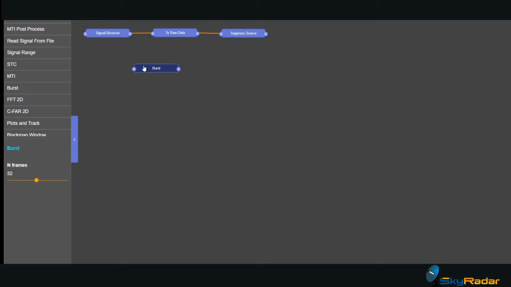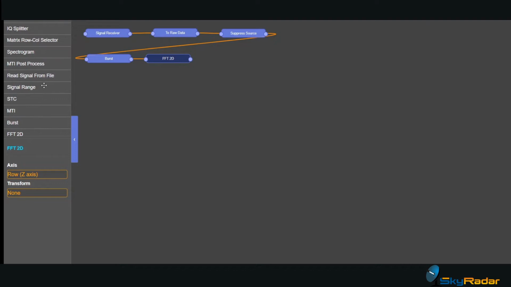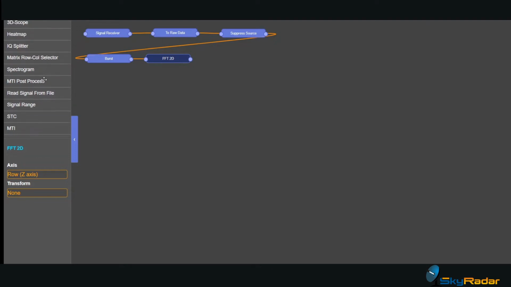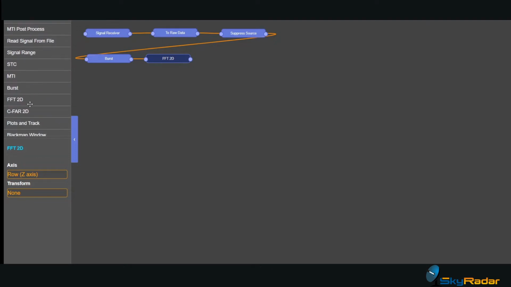As we are working here with CFAR 2D, we need to generate two-dimensional signals. The output of suppressed source will be a one-dimensional signal, therefore we are going to use the burst function to generate the two-dimensional signal from the 1D signal. The next block on the chain will be the two-dimensional fast Fourier transform, which will give us the information of the Doppler range.